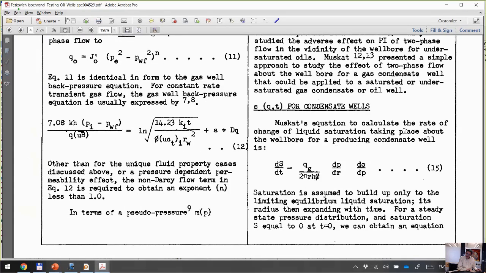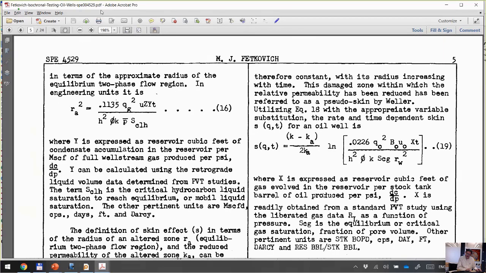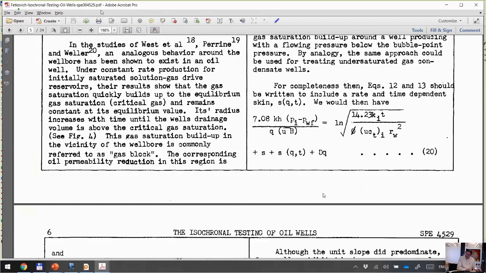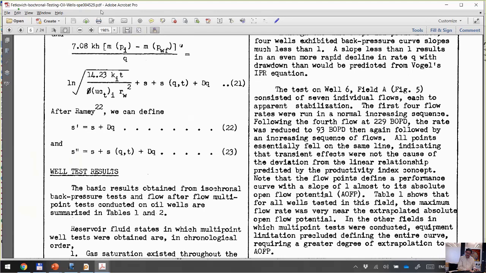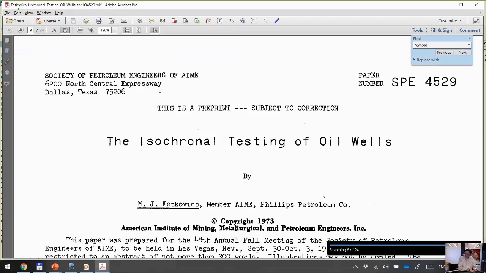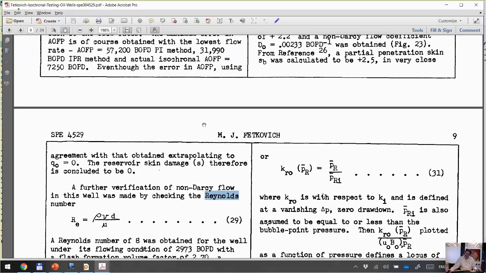See here, he also talks about treating condensates. But I'm getting off track. Let's see if I can find it. Reynolds. There we go.